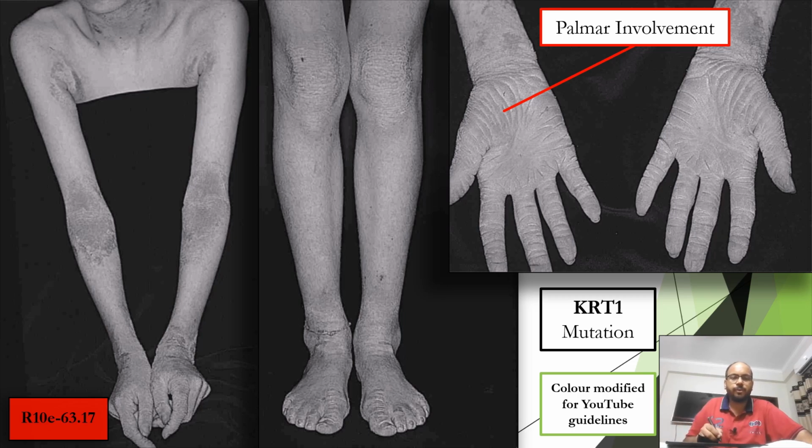Now this I've taken from Rook's, and you can see that in keratin 1 mutation, you have severe palmoplantar involvement. Look at how much palmoplantar keratoderma you can see. This thickening of palmar skin. You can see spiny keratosis over the knees, over the ankles, over the wrist, over the cubital fossa. Flexors are involved, neck is involved. This kind of thick keratin plates in keratin 1 mutation.